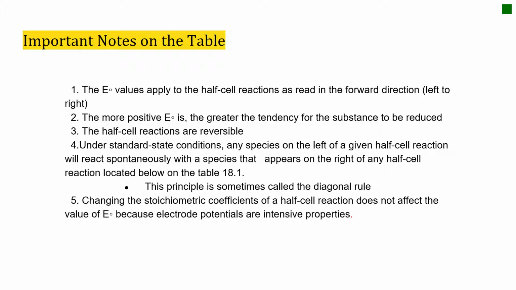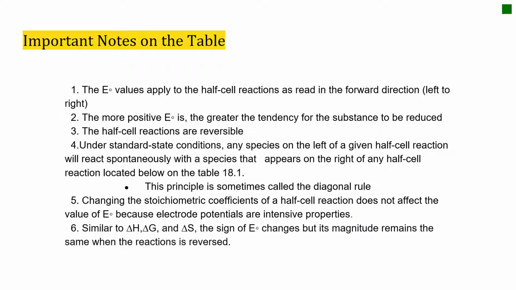Changing the stoichiometric coefficients of a half-cell reaction does not affect the value of E because electrode potentials are intensive properties. This means the value of E is unaffected by the size of the electrodes or the amount of solution present. Similarly, the sign of E changes, but its magnitude remains the same when the reaction is reversed.